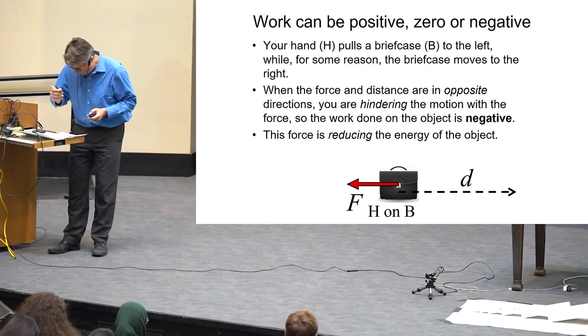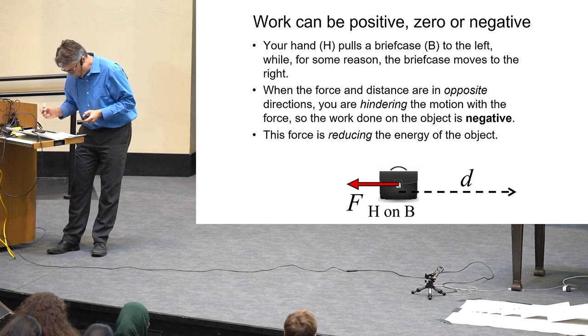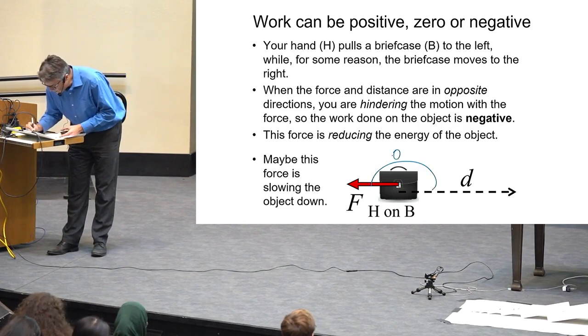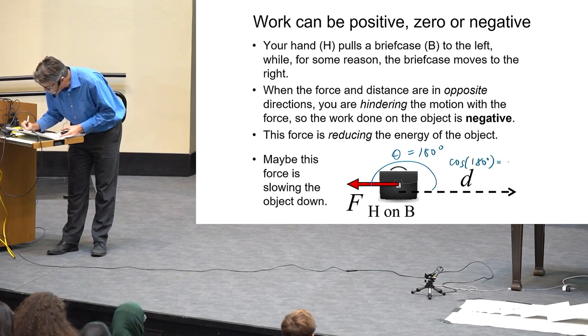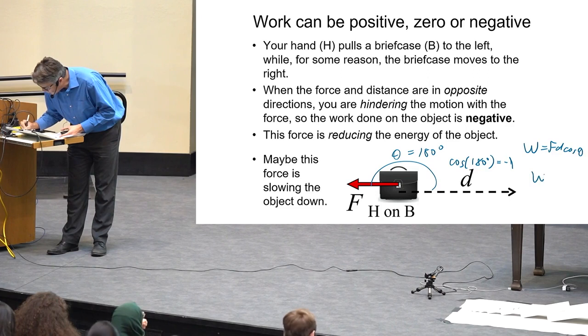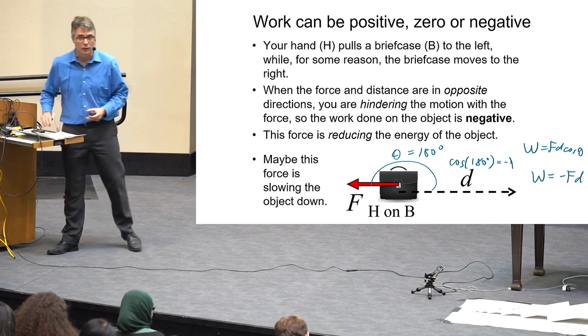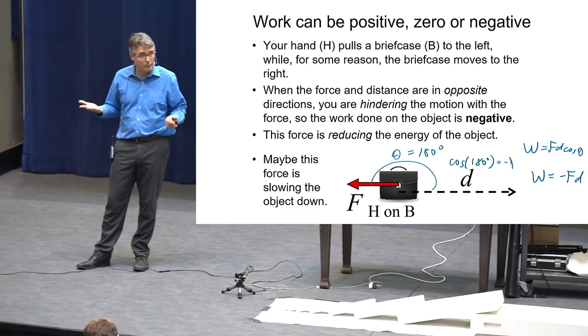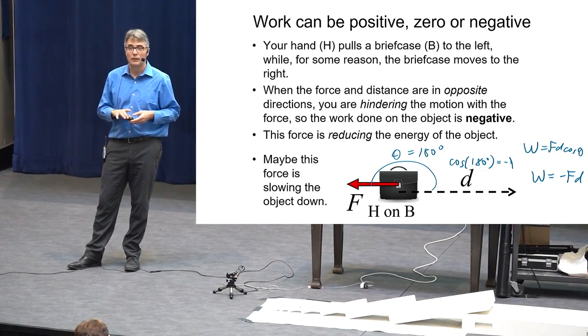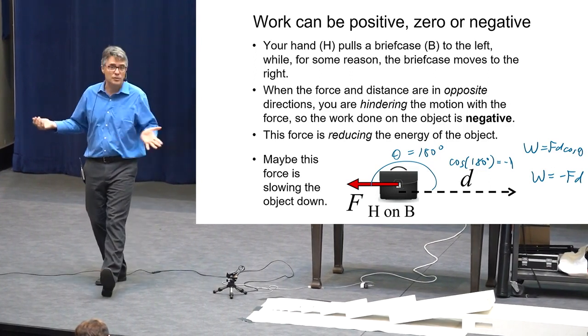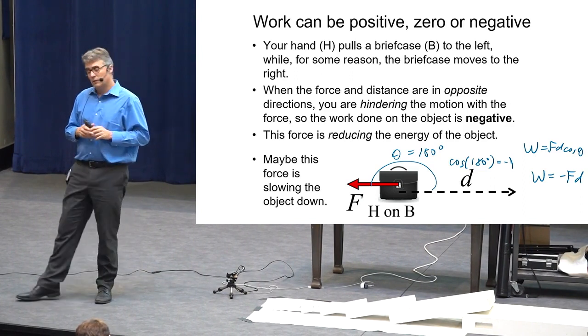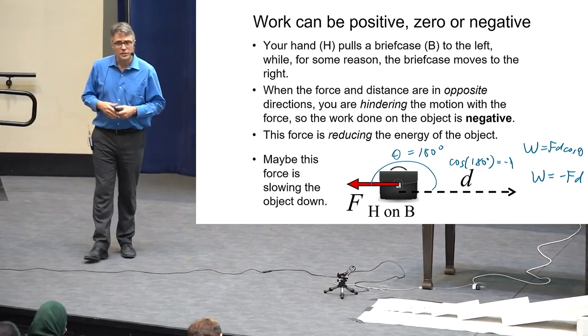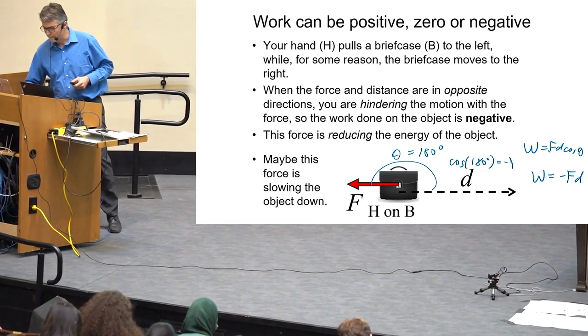In that case, F is to the left, D is to the right, so theta is 180 degrees. And the cosine of 180 degrees, try that on your calculator, is equal to -1. So work is FD cos theta, so work here equals negative FD. This is called negative work. You're applying a force to a system and you are reducing its energy, probably because you're trying to slow it down. And this will actually happen sometimes if the external force is friction. If you've got sliding friction acting on an object, it's going to reduce its kinetic energy.